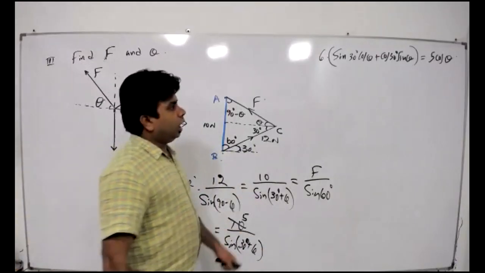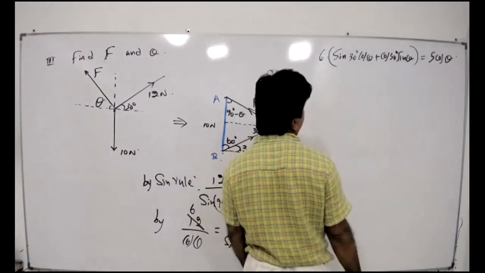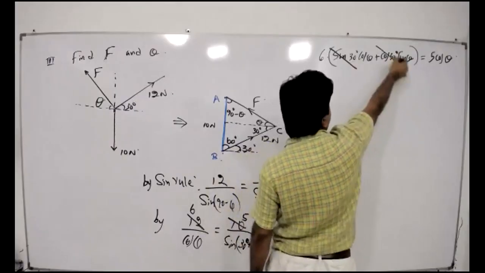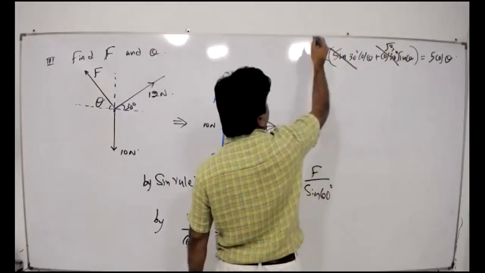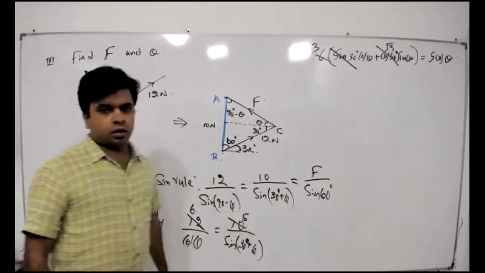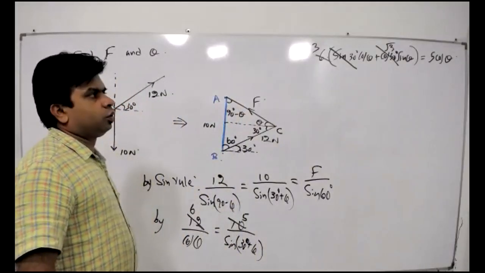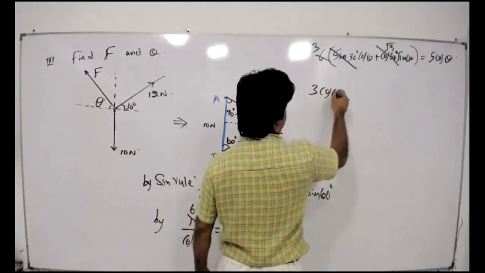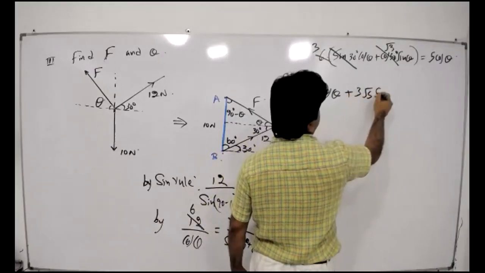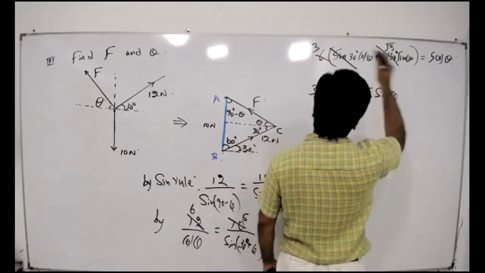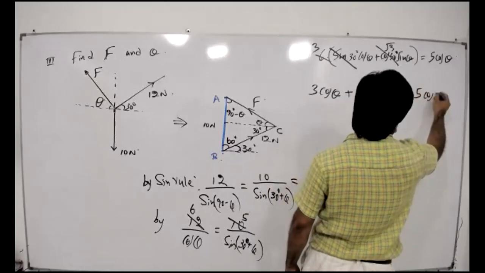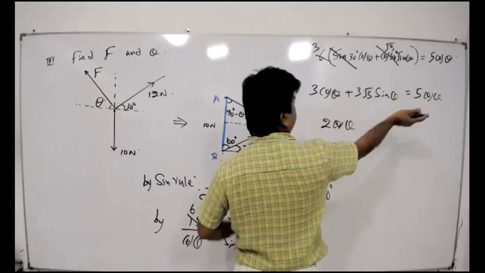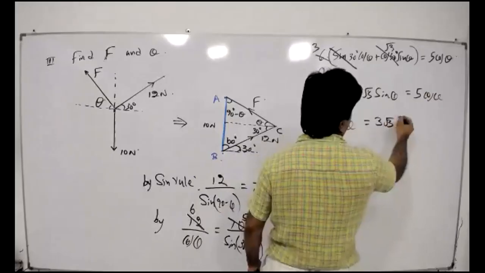Now, how do we find this angle? You know that sine 30 is half, cos 30 is root 3 over 2. Here root 3, here 3. Can you understand? Sine 30 means half, no? Then cos 30 is root 3 over 2, no? The 2 cancels with this 6, right? Then you can see that 3 cos theta plus 3 root 3 sine theta equals 5 cos theta, right? That means 2 cos theta, this goes to the other side, equals 3 root 3 sine theta.